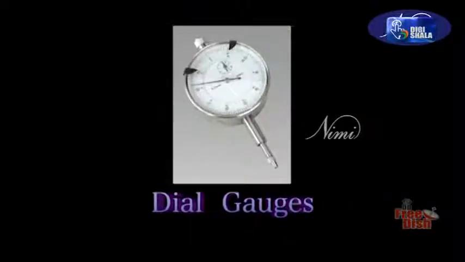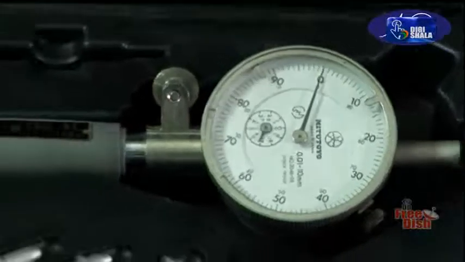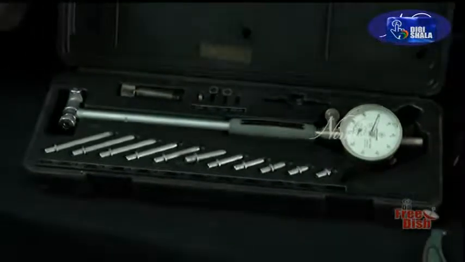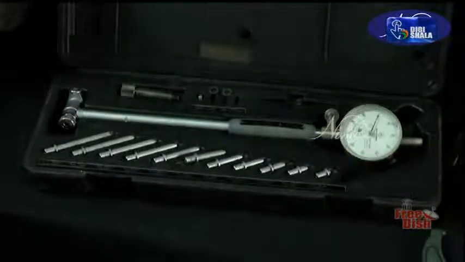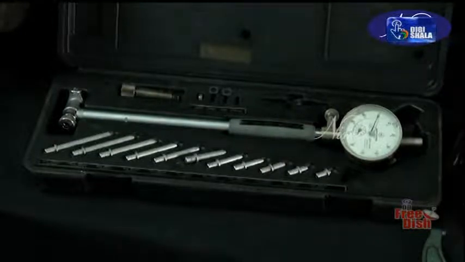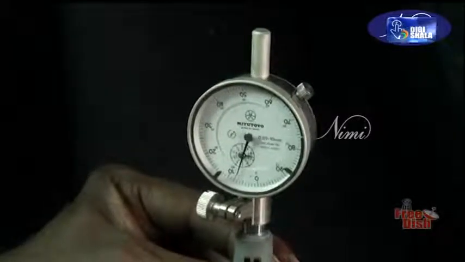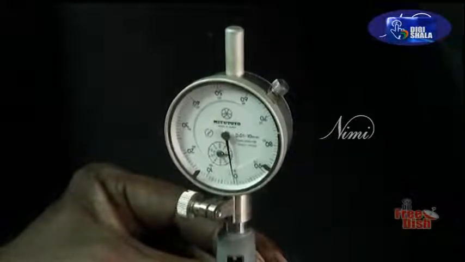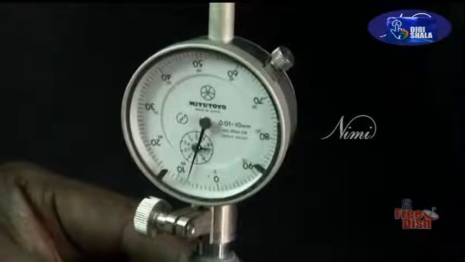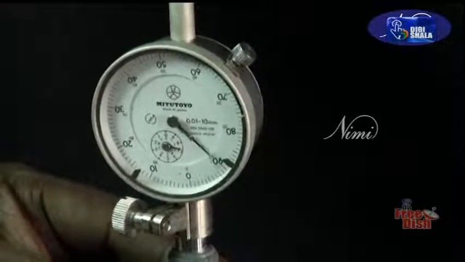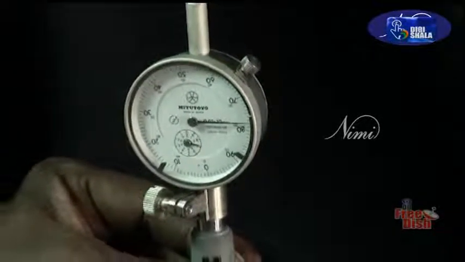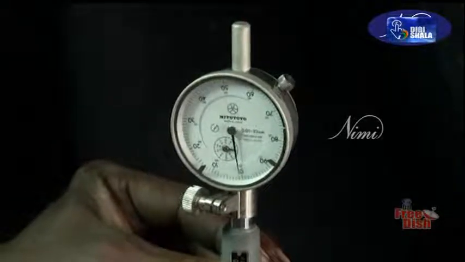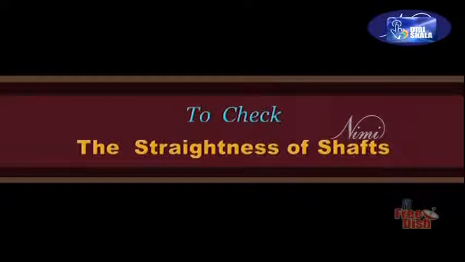Dial gauges. Dial gauges are instruments of high precision, used for comparing and determining the variation in the size of a component. They cannot give the direct reading of the sizes like micrometers and vernier calipers. Dial gauge magnifies small variations in sizes by means of a pointer on a graduated dial to check the straightness of shafts.